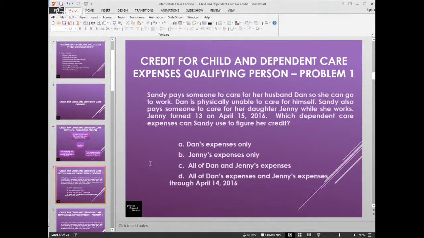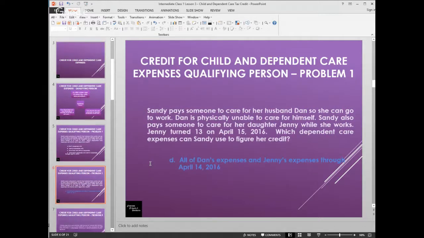I bet you can guess which one it is. It's all of Dan's expenses and Jenny's expenses through April 14th, 2016. Because she turned 13 on April 15th, any expenses past that point would not be eligible for the credit.